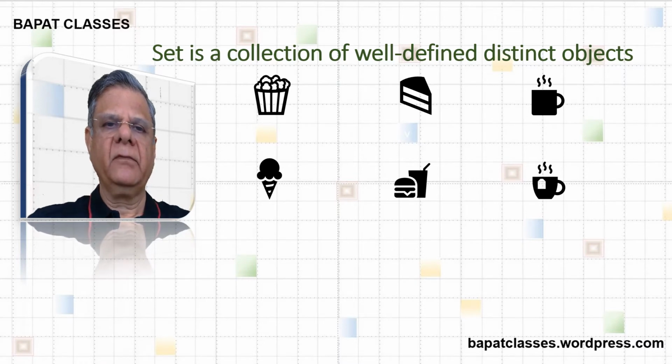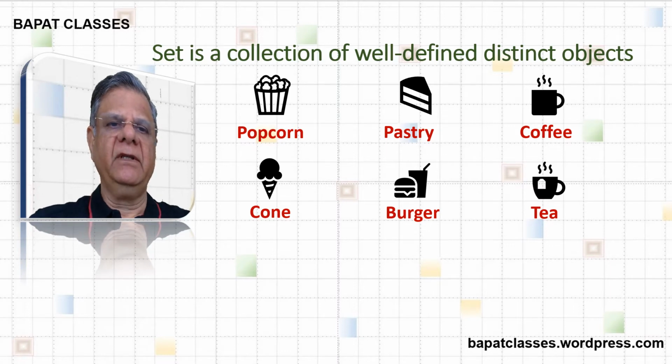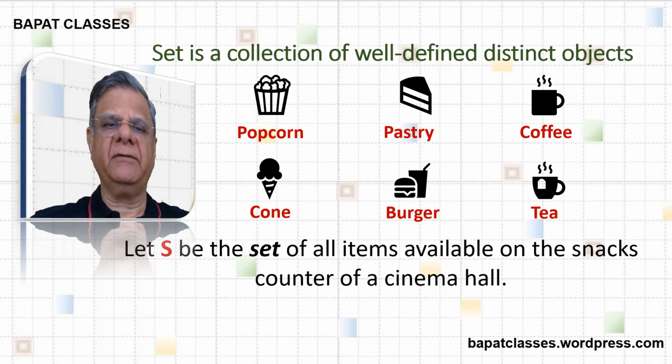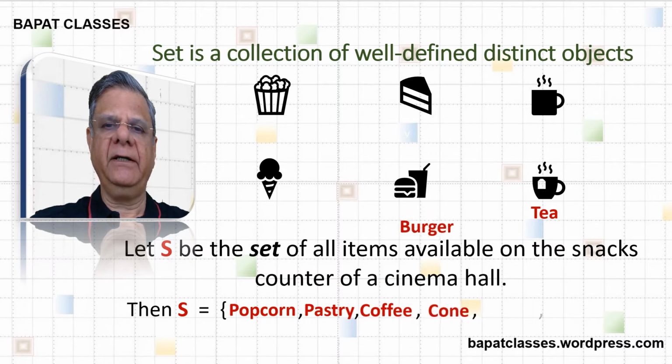Now consider the collection of all items available on the snack counter of a cinema hall. Suppose there are 6 items: popcorn, pastry, coffee, cone, burger, and tea. Then this collection can be considered as a set. Let S be the set of all items available on the snack bar. Then S = {popcorn, pastry, coffee, cone, burger, tea}.